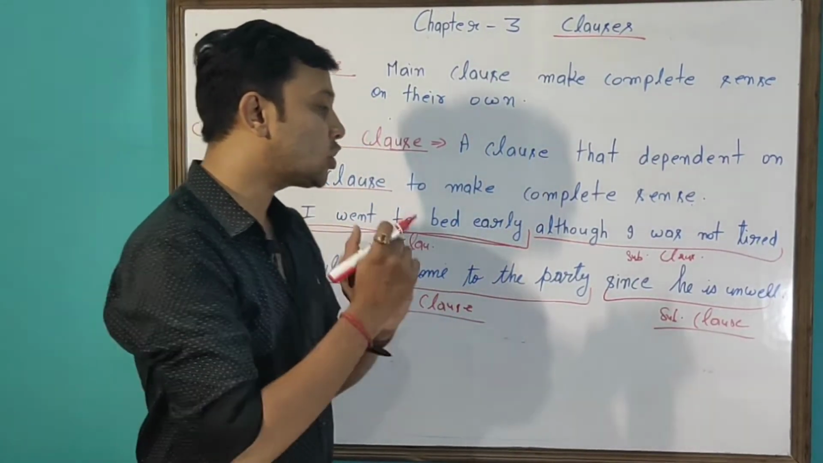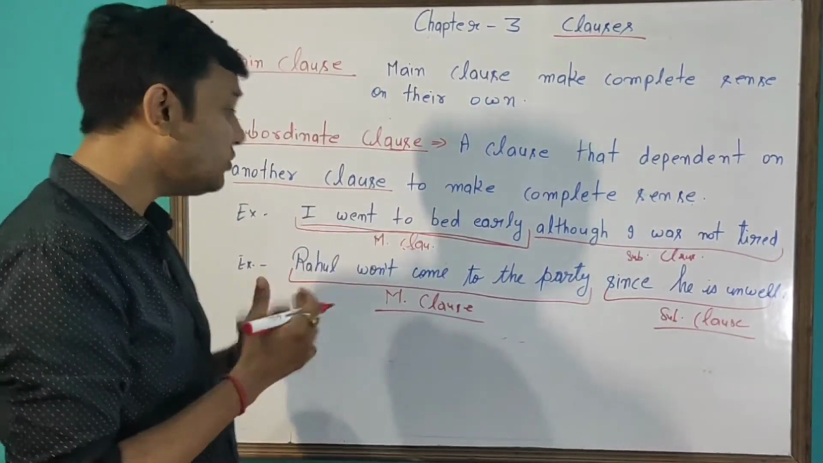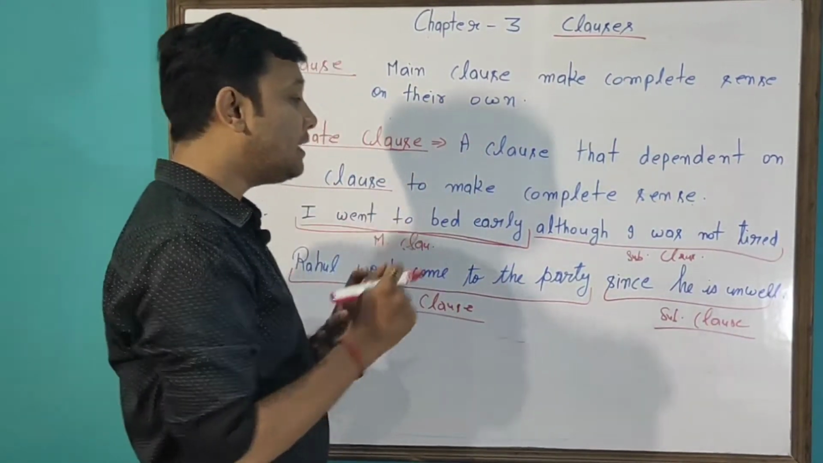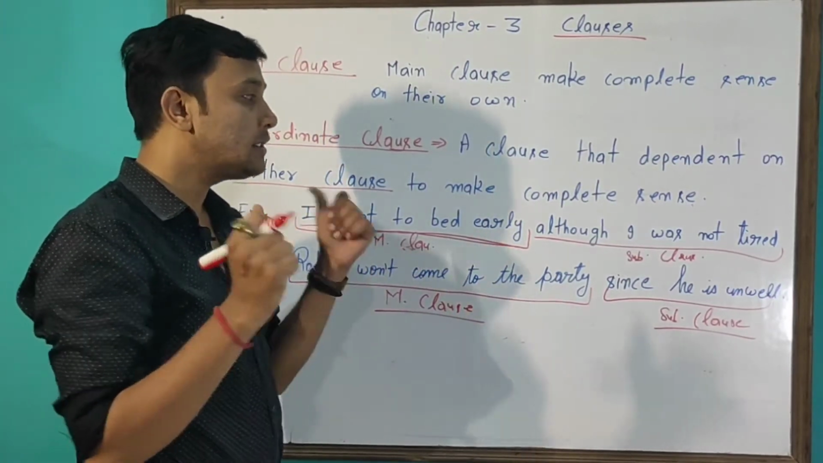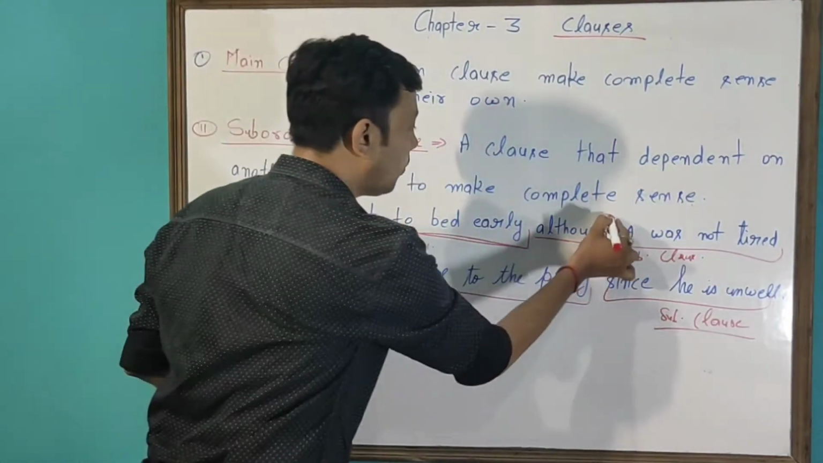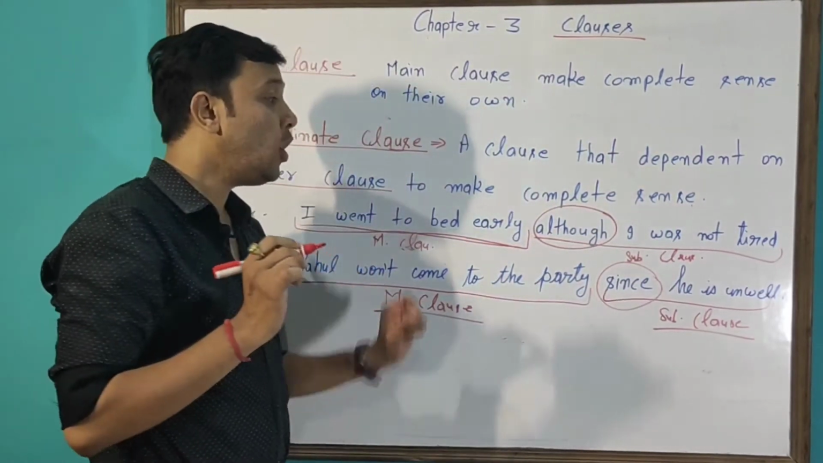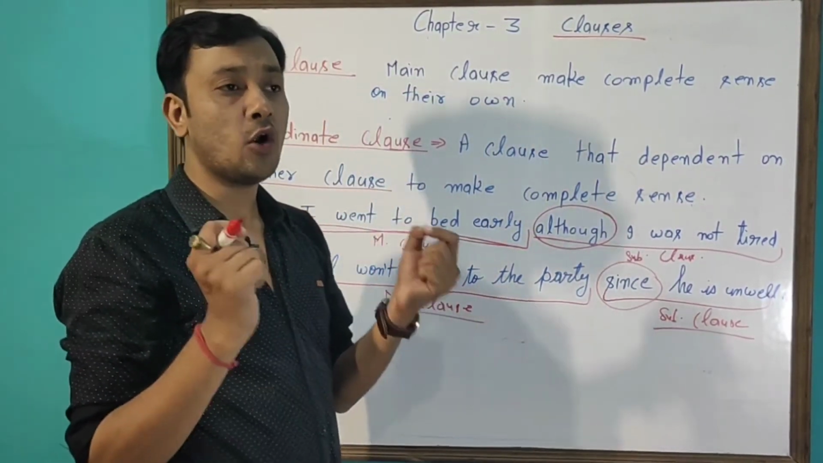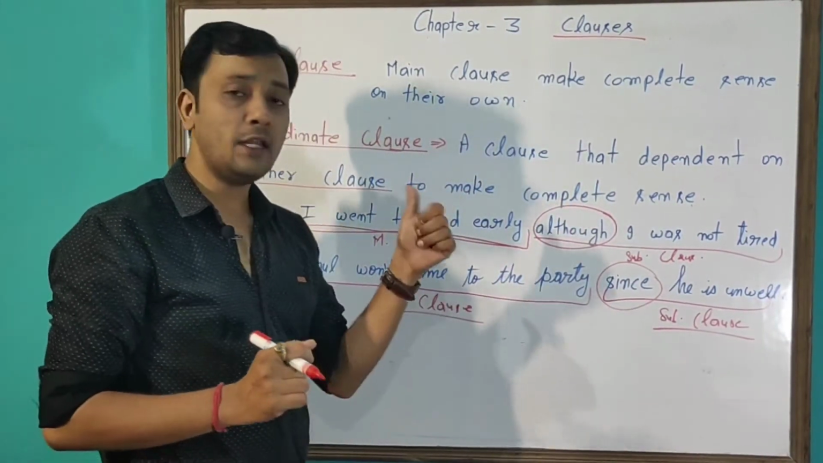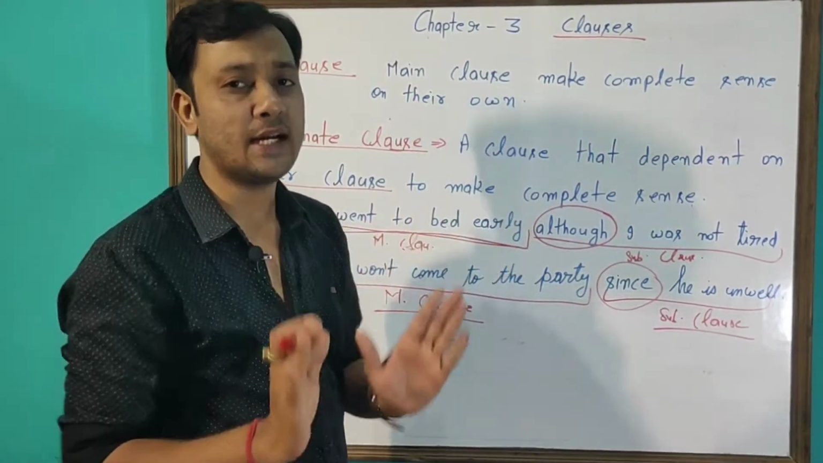Okay. Now I will tell you a short trick to identify a subordinate clause or main clause. Generally, a sentence begins with the main clause followed by the subordinate clause. In the subordinate clause, the trick is here. A subordinate clause always starts with a subordinate conjunction. See, although is a subordinate conjunction. Since is a subordinate conjunction. This is the trick. If you keep it in mind, then you can find out which part of a sentence is a subordinate clause and which part is the main clause.